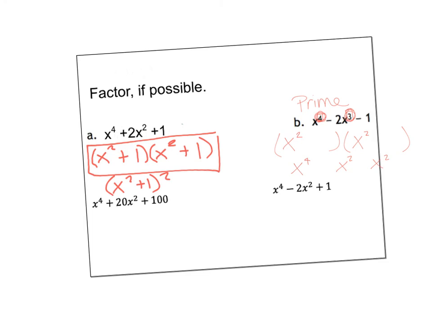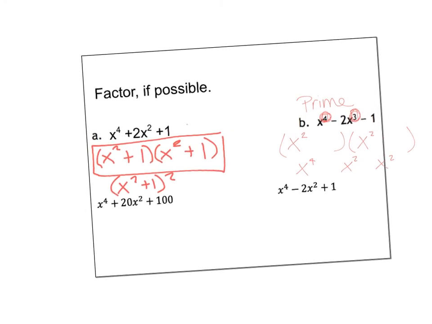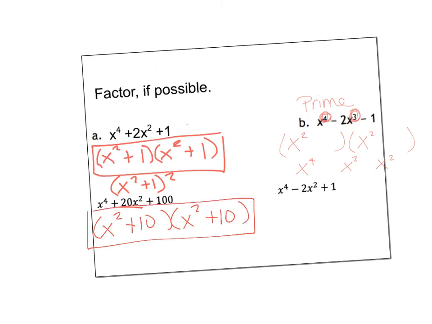All right, let's look at this next problem here. So again, we have x to the fourth. So that will tell me that I have an x squared and an x squared because, again, we're combining to get an x squared term for our b term. And I'm looking for two numbers that multiply to 100 and add up to 20. All right, so the numbers that will add up to 20 and multiply to 100 are 10 and 10. So this would be my final answer here.